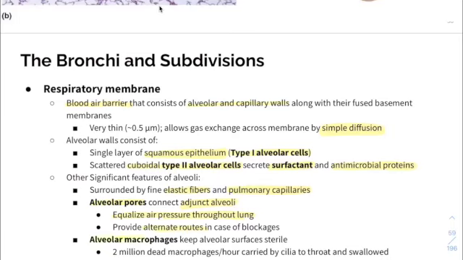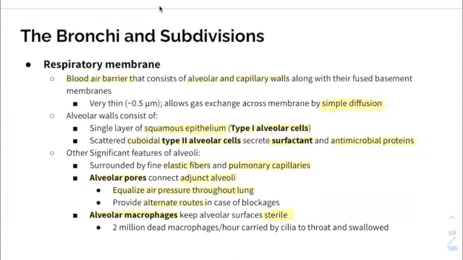We have alveolar macrophages. Macrophages are our immune system. Those macrophages are going to help keep that area sterile. Here's an interesting fact. There's about 2 million dead macrophages per hour that cilia pumps back to your throat and you swallow every hour, about 2 million.